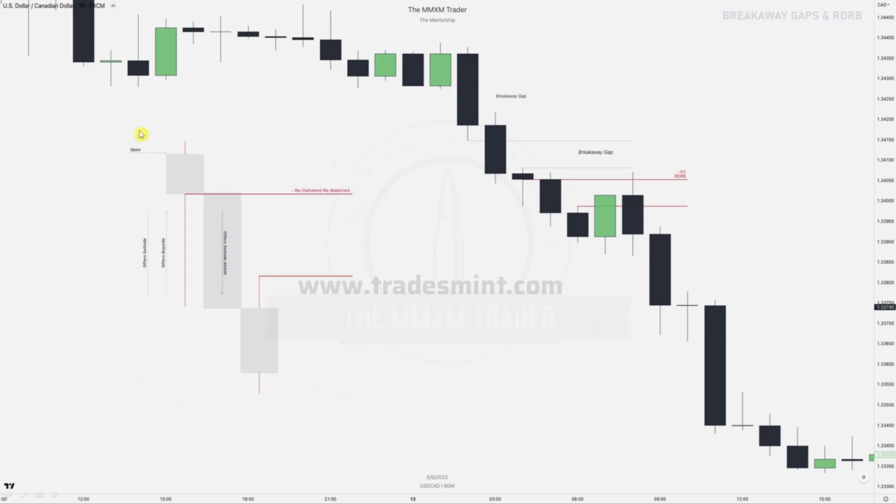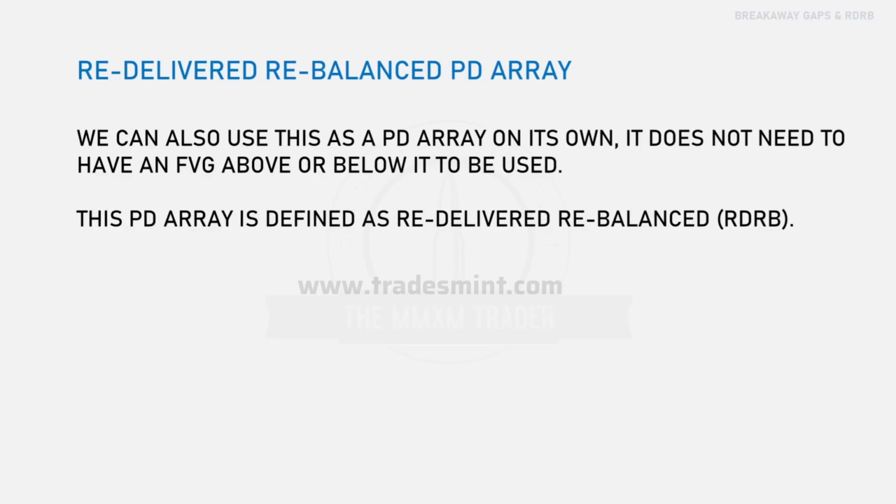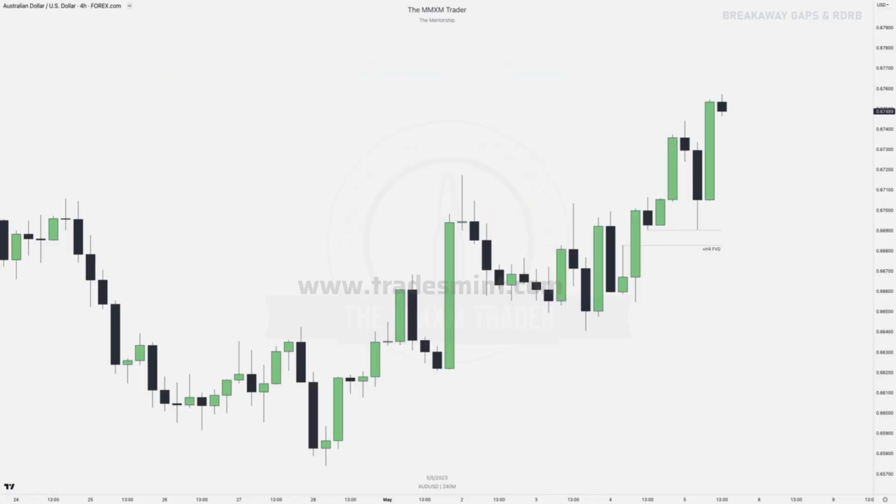Really study this depiction, this little schematic: down, up, and down. And for bullish, up, down, and up. We can see it over here. We can also use this as a PD array on its own, so it doesn't need to have a fair value gap above or below it to be used. This PD array is defined as a redelivered rebalanced, so we use RD, RB on our charts. We've got an Australian dollar, US dollar 4-hour chart, and now take a look at this piece of price action, and can you spot that redelivered rebalanced PD array?